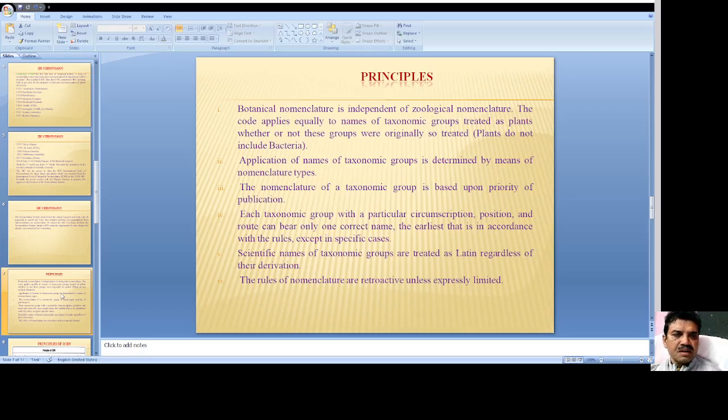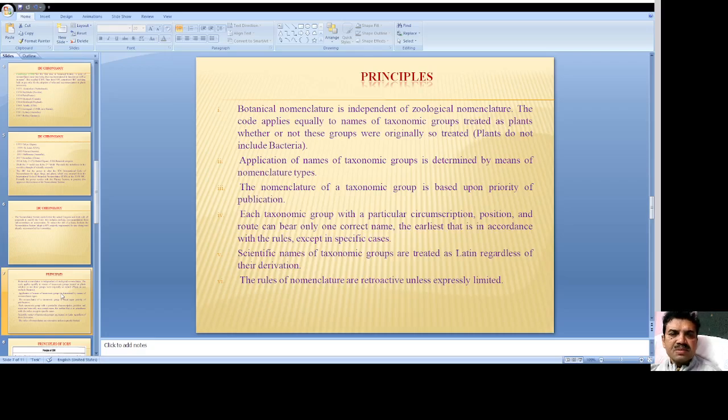That means life forms are basically divided into 2 broad groups, plants and animals. So for animals there is another code that is called the International Code of Zoological Nomenclature, and for plants, the International Code of Botanical Nomenclature. For bacteria, though bacteria are also treated as plants, there is a separate code, the International Code of Nomenclature of Bacteria. So botanical nomenclature is independent of zoological nomenclature, and other nomenclatural issues have been placed for assessing the other life forms.